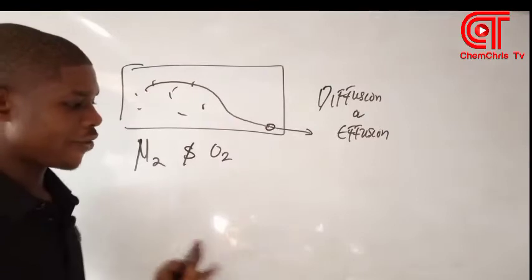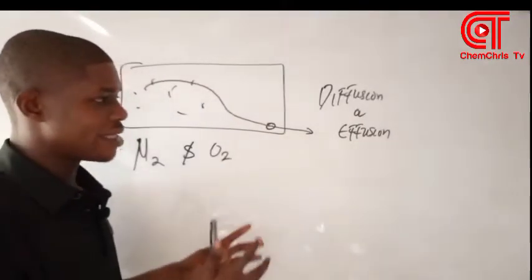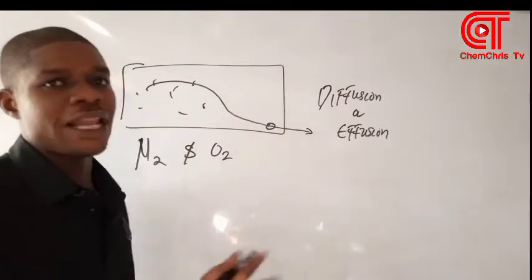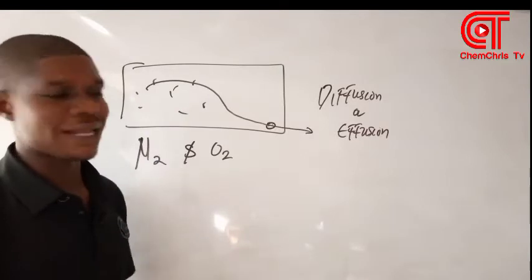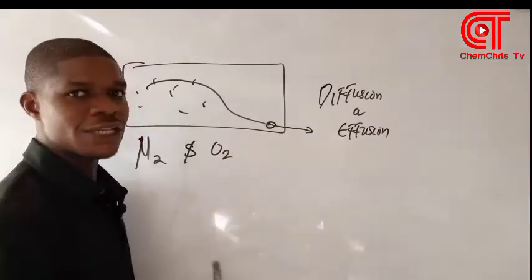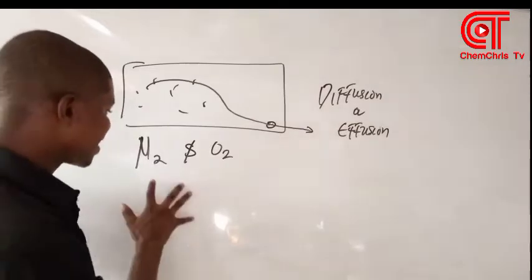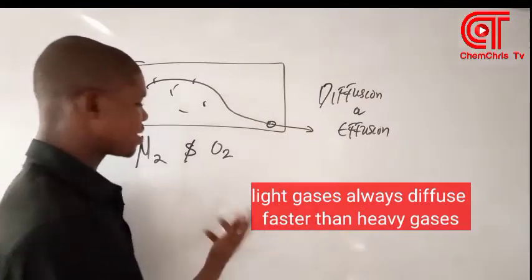Consider for example two guys in a race, where one's weight is higher than the other. Let us say we have a slim guy and a fat guy. You agree with me that the slim guy will move faster than the fat guy, right? The same thing applies to gas here. So light gases diffuse faster than heavy gases.